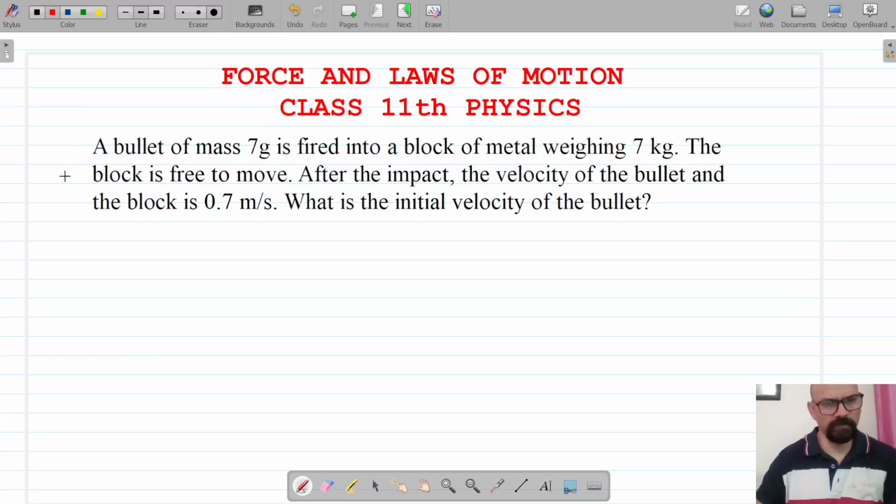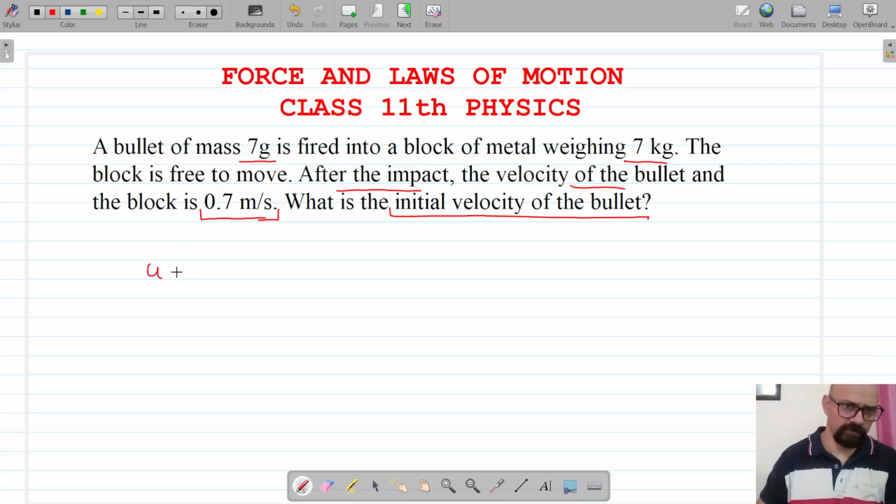For this question, it's given that a bullet of mass 7 gram is fired into a block of metal weighing 7 kg, and the block is free to move. After the impact, the velocity of the bullet and the block is 0.7 meter per second. We have to find the initial velocity of the bullet. So let's say the initial velocity with which the bullet is fired is u, and let's say this is a bullet.